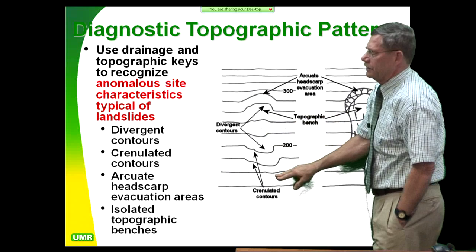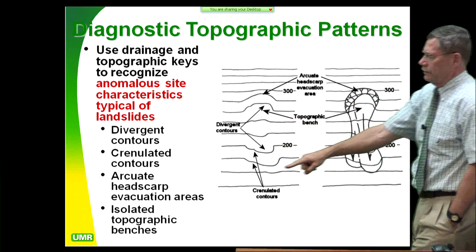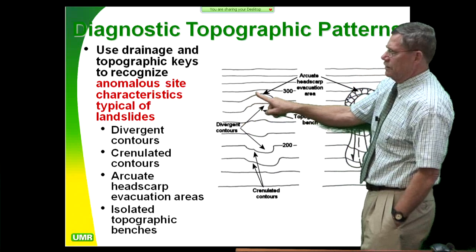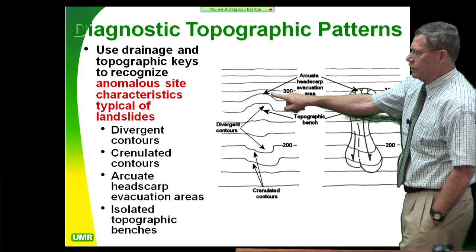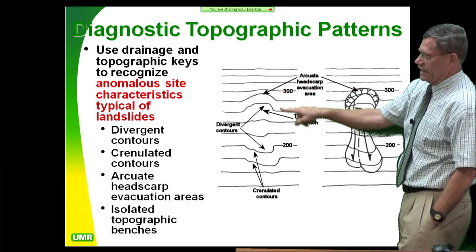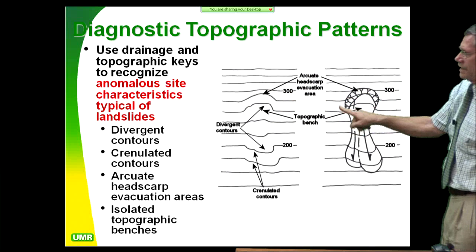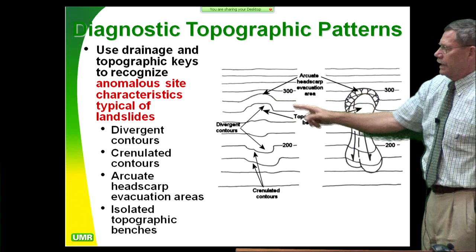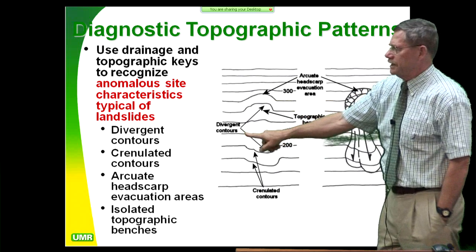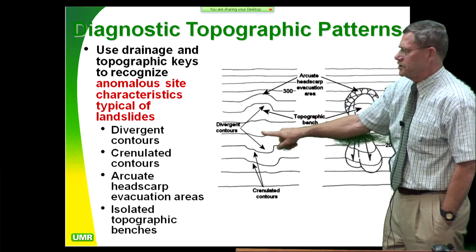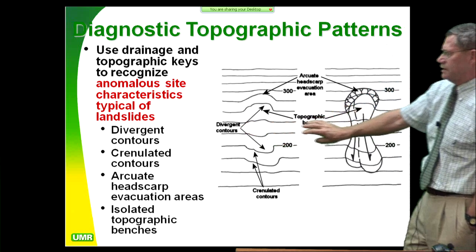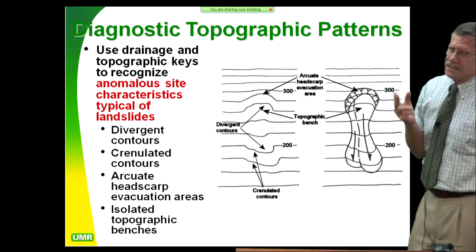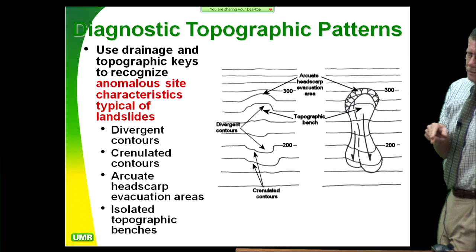why is that crenulated? Now, if you have an arcuate headscarp evacuation area up here, you see these curved contours which don't carry on up the slope. That's a dead giveaway. That's an old headscarp area right there. Dead giveaway. And then if you have isolated topographic benches where you have a bench here, but that bench does not continue up the valley or down the valley, and it's not stratigraphically controlled or structurally controlled.